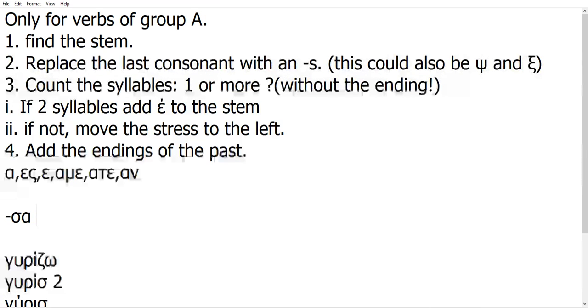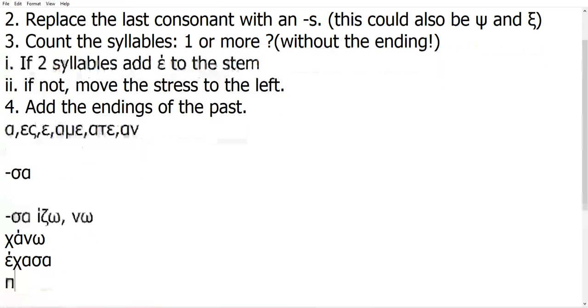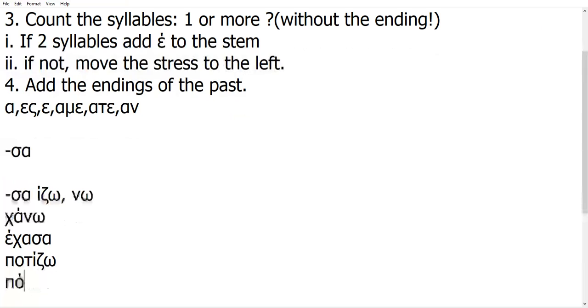Now, many of these verbs that end with sa in the simple past, I'm talking about the first person singular, in the present will be in iso or in no. Let's say χάνω, or ποτίζω, to give two examples. Let me write them down. Χάνω will become έχασα, and ποτίζω will become πότισα.